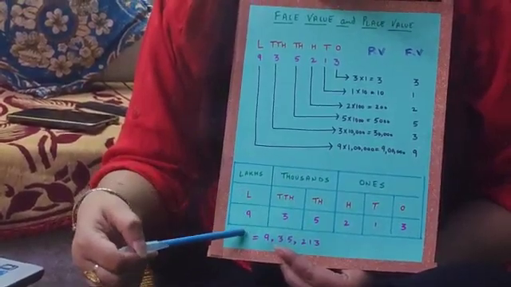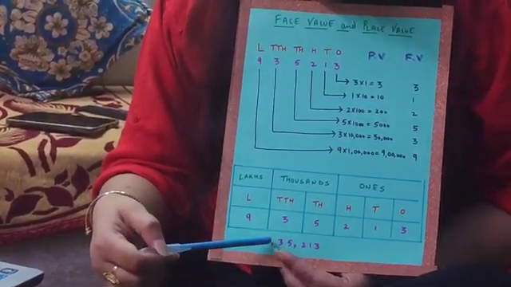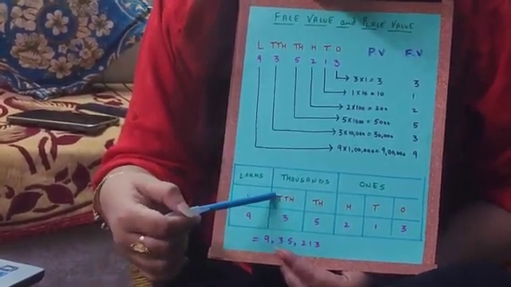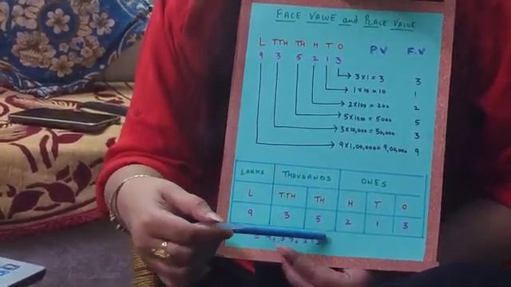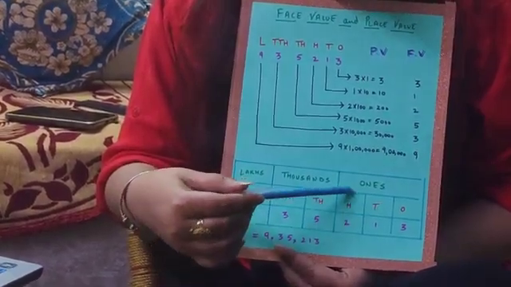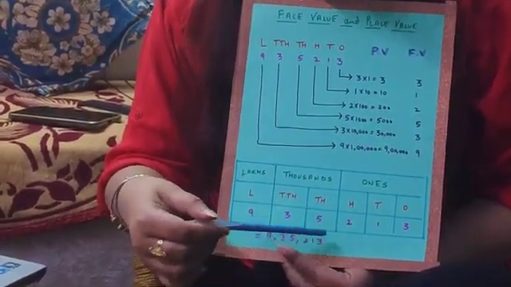Like lakhs form a different period, so we have put the comma after 9. Thousands has a different period, we just put a comma after 35. And 213 is a period of ones, so we just had written it in the last.